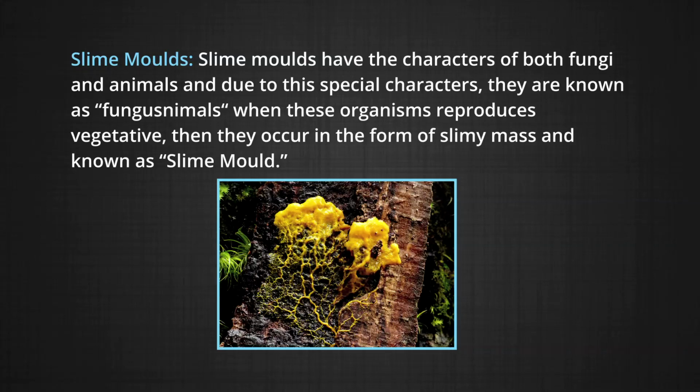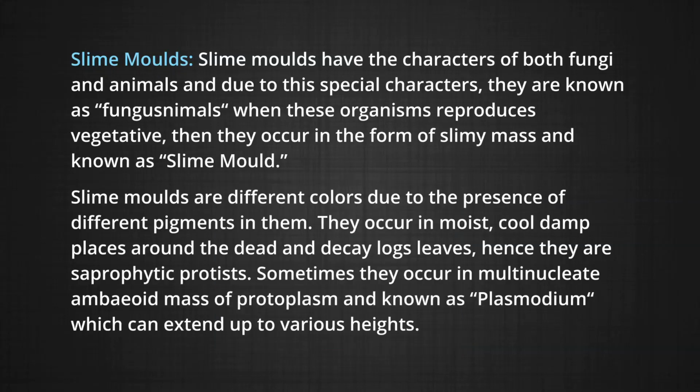they are known as fungus animals. When these organisms reproduce vegetatively, they occur in the form of a slime mass and are known as slime mold. Slime molds are of different colors due to the presence of different pigments in them. They occur in moist, cool, damp places around dead and decaying leaves. Hence, they are saprophytic protists.